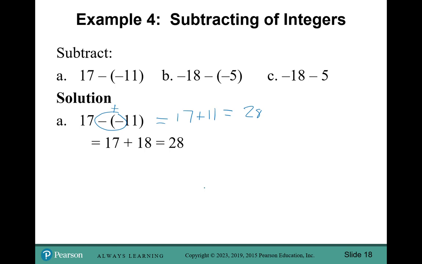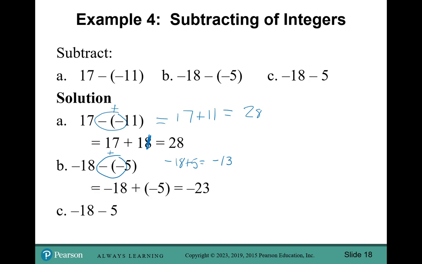Just a simple typo here. I apologize for the typo in the lecture. That's supposed to be an 11, because obviously 17 plus 18 is not 28. If we look at negative 18 minus negative 5, we are essentially looking at negative 18. Oh Lord, a lot of typos here. If we're looking at negative 18 minus negative 5, just like the problem above, this turns into a positive. This gives us negative 18 plus 5, which gives us negative 13.